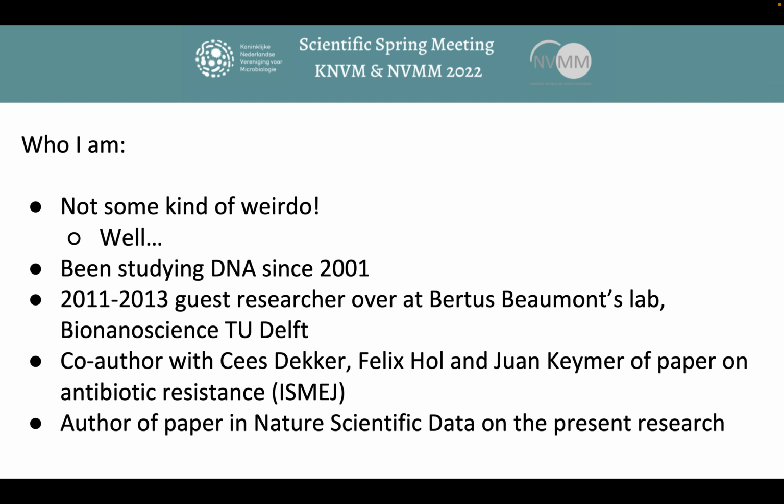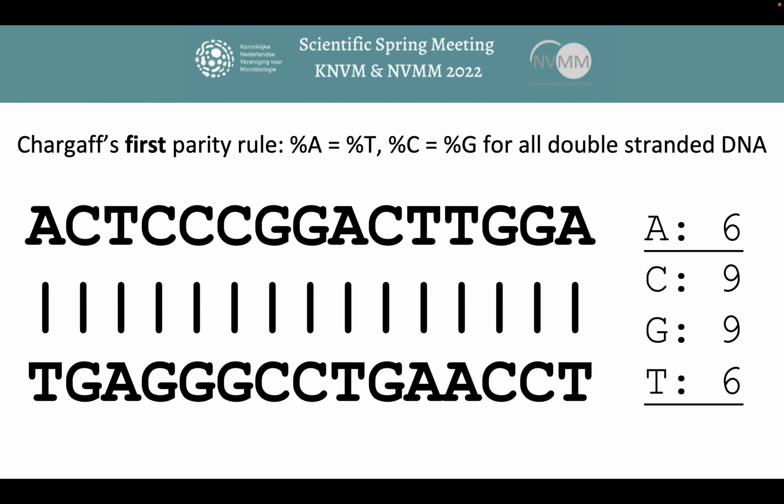I may be an outsider, but I've managed to fool some real scientists into working with me. And I got this work published in Nature Scientific Data. So it should be somewhat real. This is, of course, well known: the first parity rule of DNA, for every C we have a G. And this is not in any way really interesting.